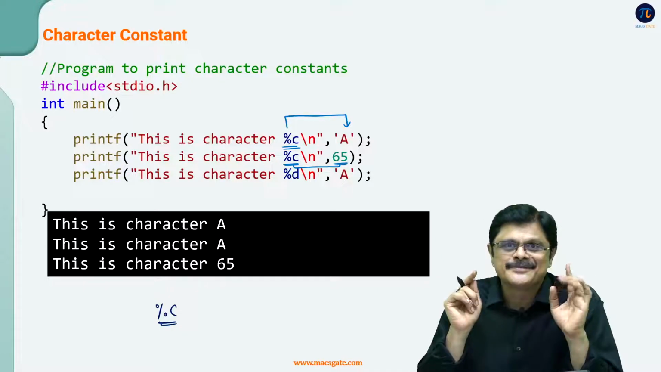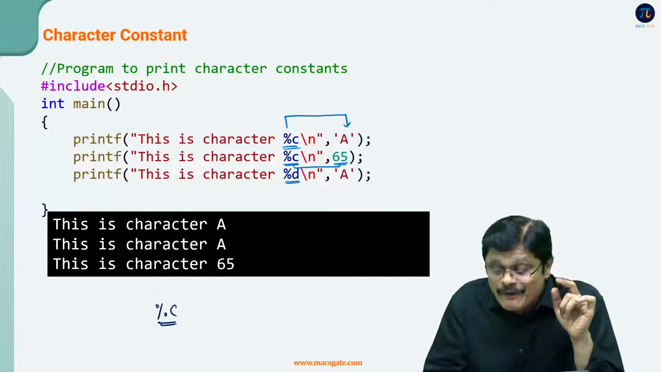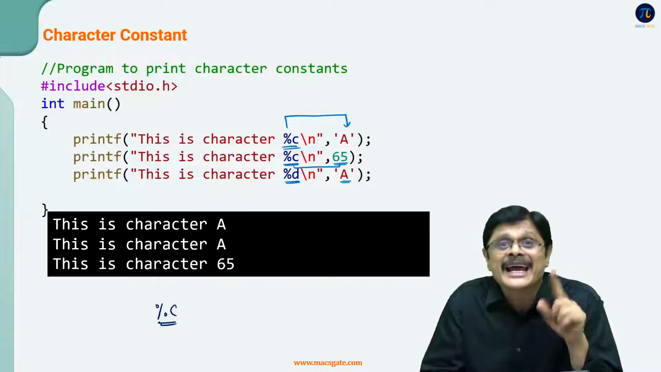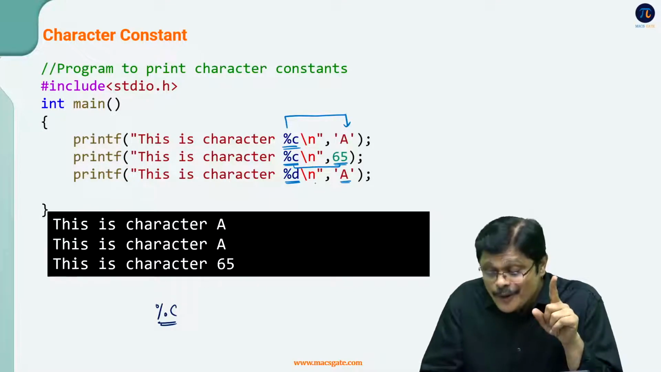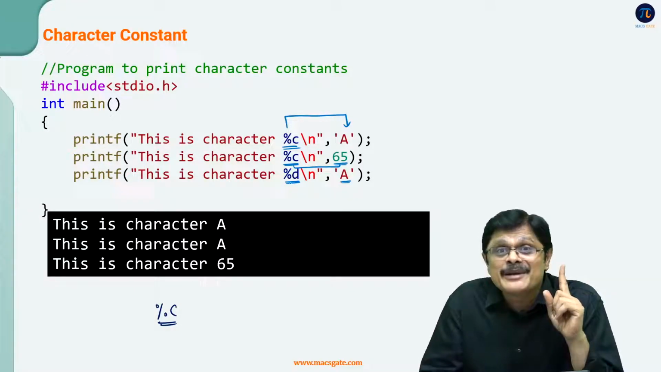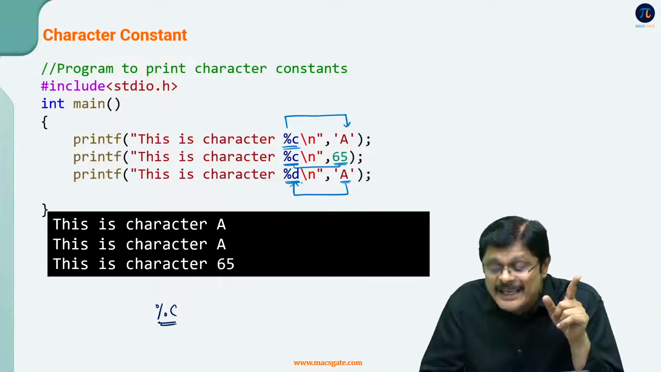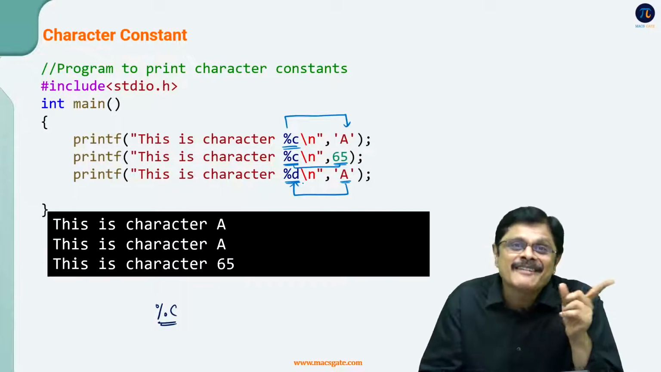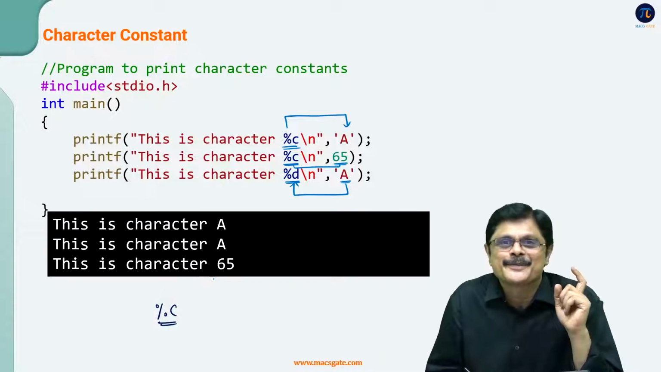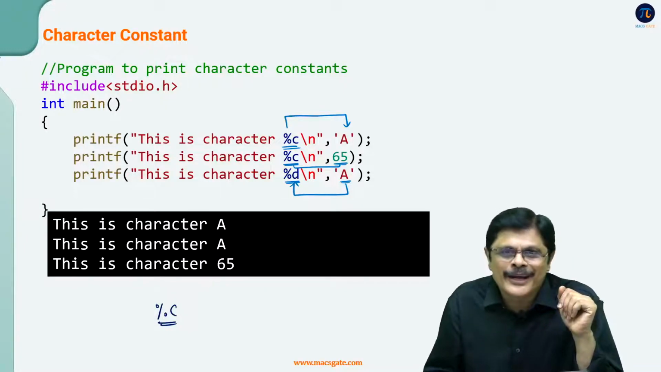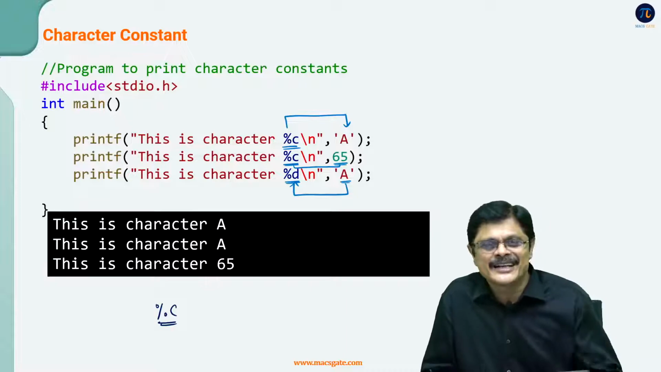65 means A. Now, look here, you have given %d, but you have given a character. You are printing the number, %d means number. So, you are going to get the number. What is the number? The ASCII value of A, 65, is printed. You can experiment with more examples. Is the idea clear?